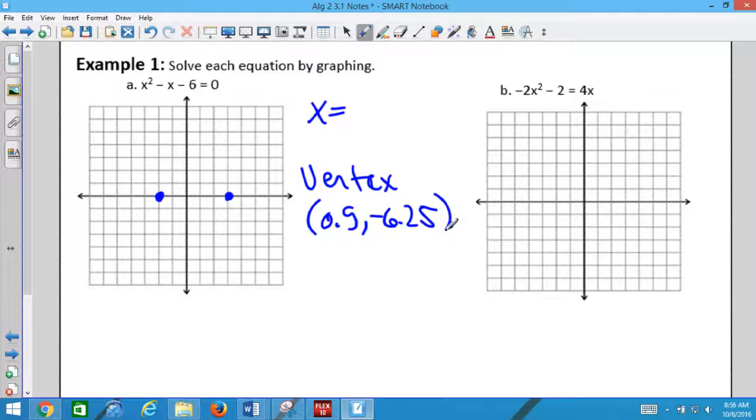And so we'll graph that. Half, and then down 6.25. What's this dash thing I'm drawing? Symmetry. Good, axis of symmetry.